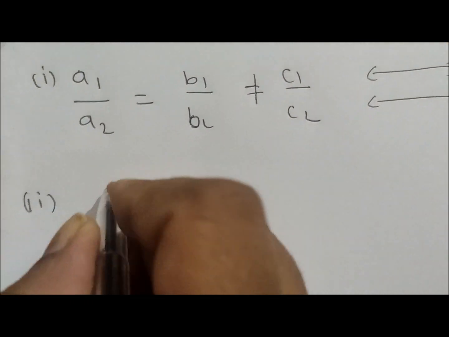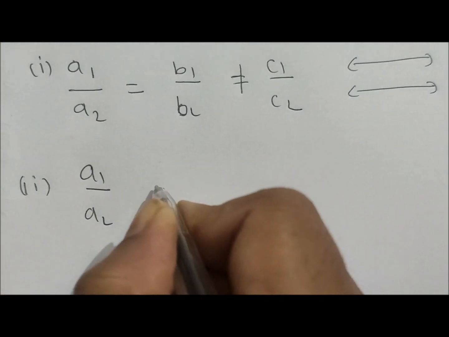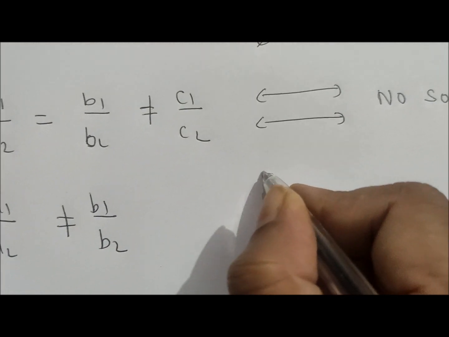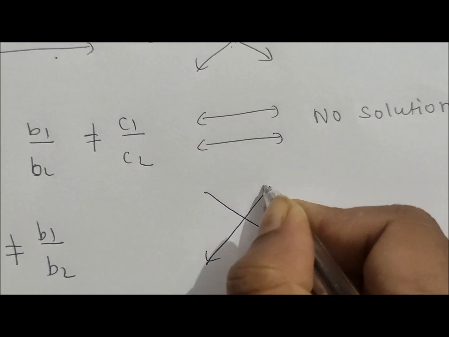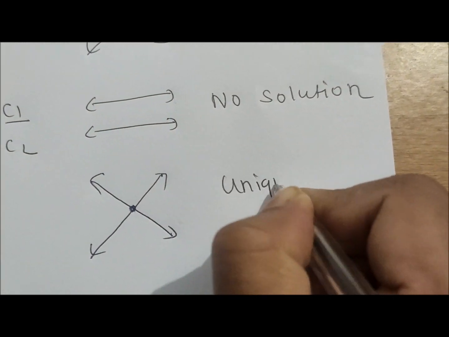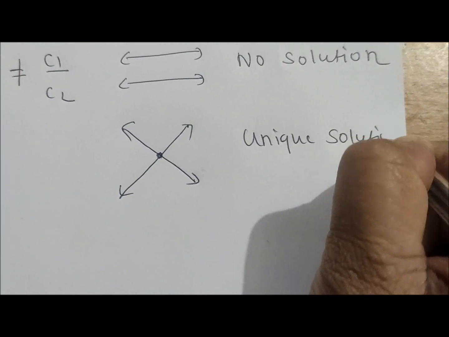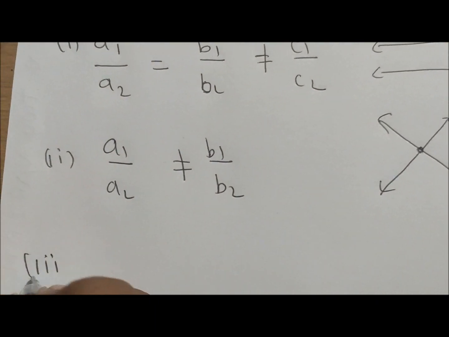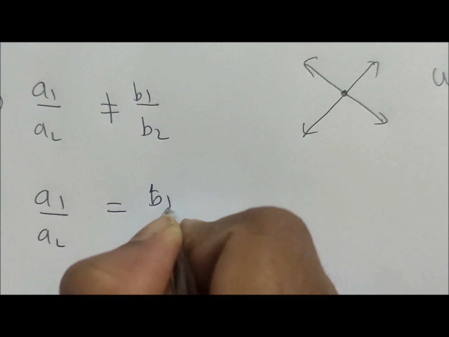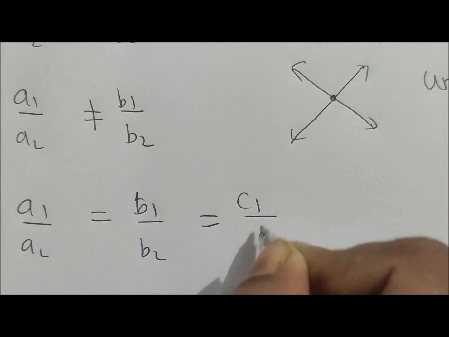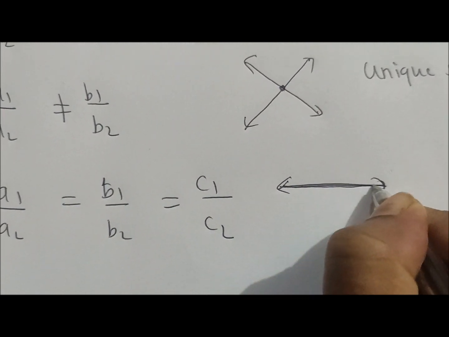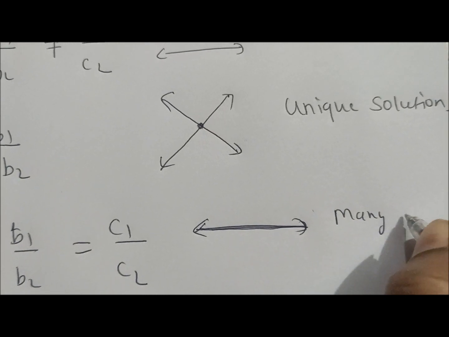Second condition: if a1 upon a2 is not equal to b1 upon b2, then these equations are intersecting. And if two lines intersect, they will intersect at one point, meaning there will be a unique solution of these equations. Third condition: if a1 upon a2 is equal to b1 upon b2, which is equal to c1 upon c2, then these two lines are coincident and there are infinitely many solutions of these equations.